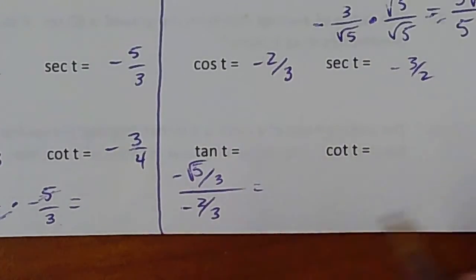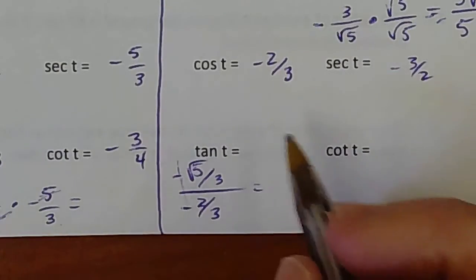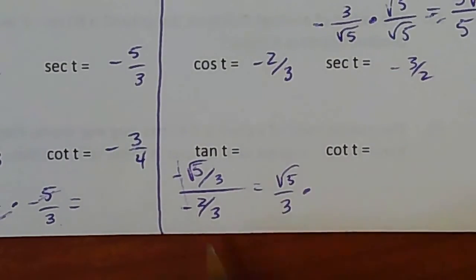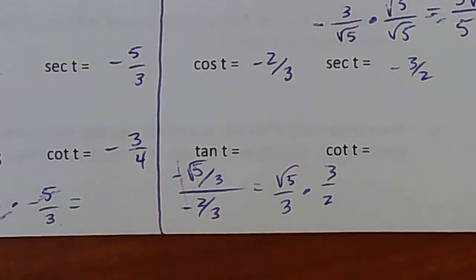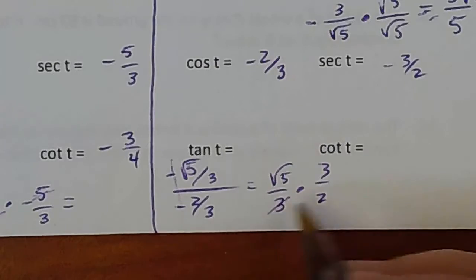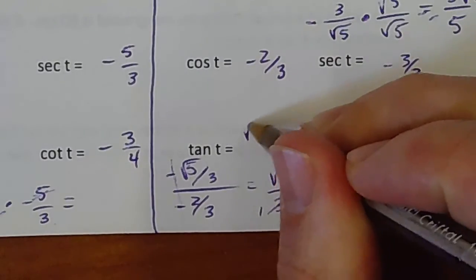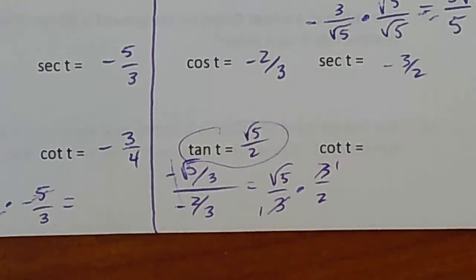Okay, well, I have a negative divided by negative, so I know that's going to be positive right away. I'm just not going to write the negatives anymore. But I'm going to take the square root of 5 over 3 and multiply it by the reciprocal, 3 over 2. 3's cross reduce to just 1's, and then I kind of have my answer for tangent now. It's just square root of 5 on top, 2 on the bottom. Okay, so there's that.